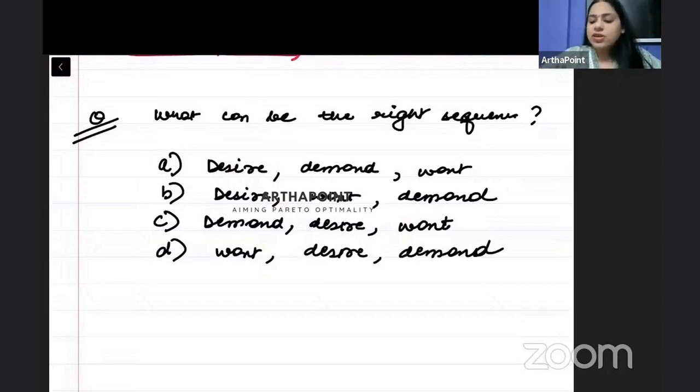You need to tell what is the right sequence of these. इनमें से कौन सा sequence correct sequence है? कैसे demand generate होती है? You need to tell the correct sequence. Think about it better. Desire, demand, want, desire, want, demand, demand, desire, want, or want, desire, and demand. Try to think about it. Okay, you're saying B. Everyone is saying B. Okay.